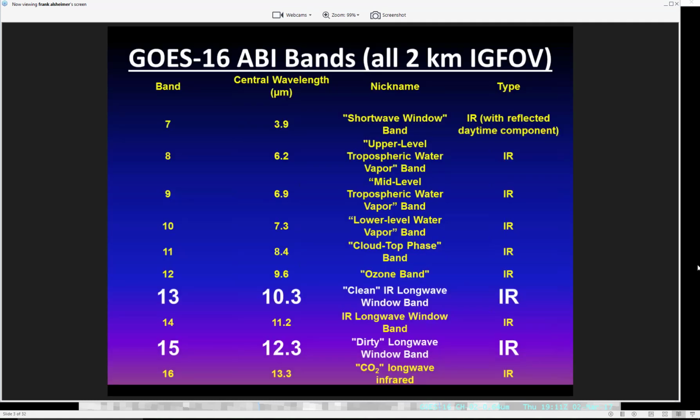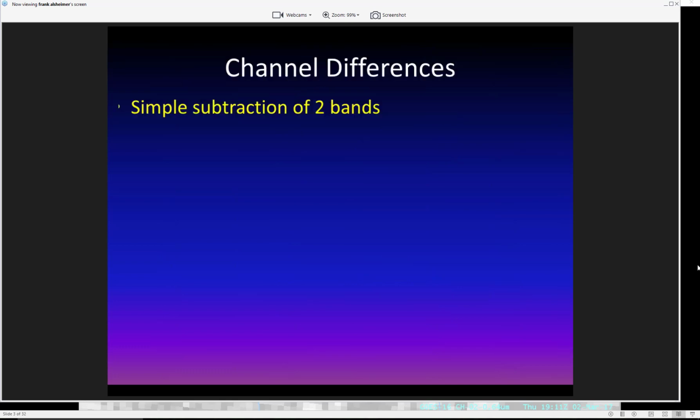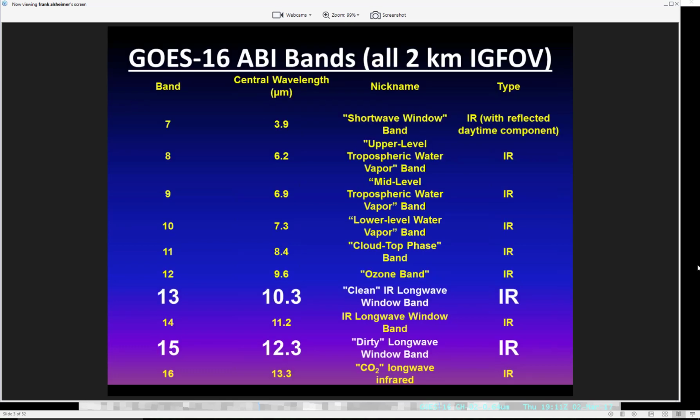So now let's look at a channel difference. We're going to look specifically at the difference between the clean IR long wave, which is band 13, and the dirty long wave, which is band 15.